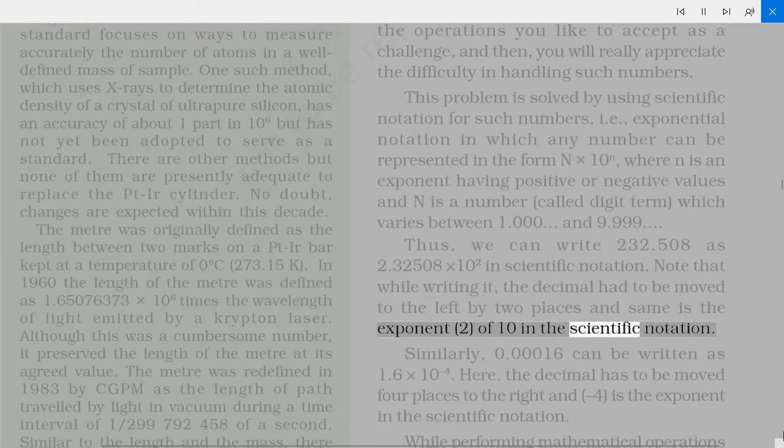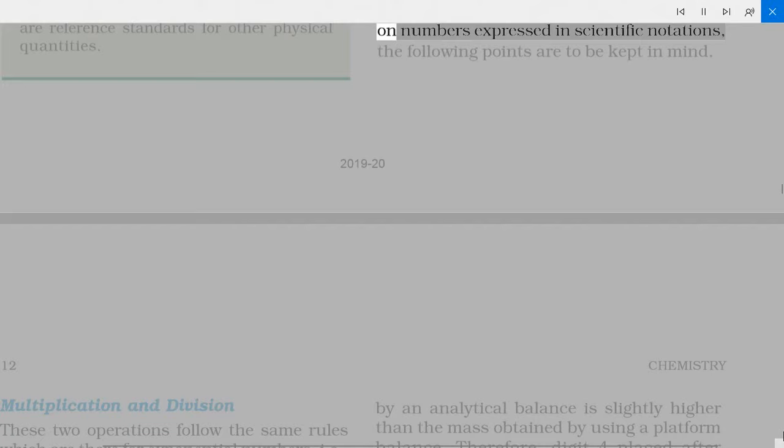Such numbers are often written in the scientific notation. Similarly, 0.00016 can be written as 1.6 times 10^-4. Here, the decimal has to be moved 4 places to the right and 4 is the exponent in the scientific notation. While performing mathematical operations on numbers expressed in scientific notation, the following points are to be kept in mind.